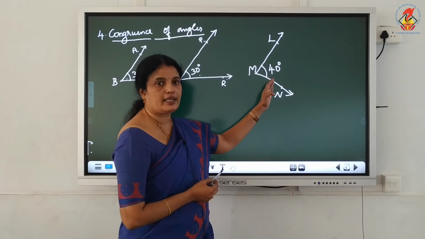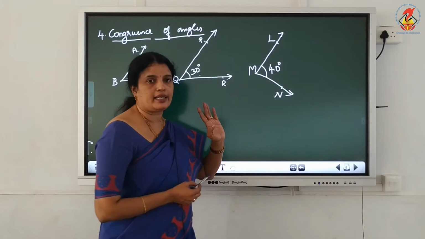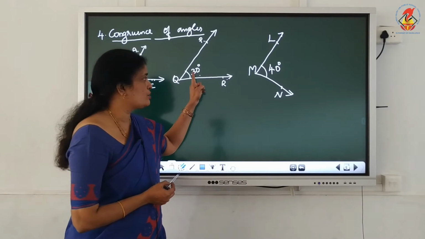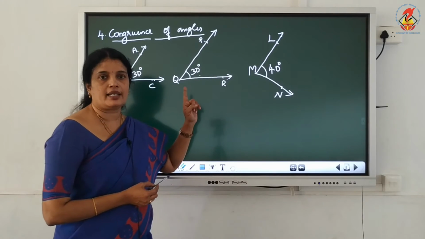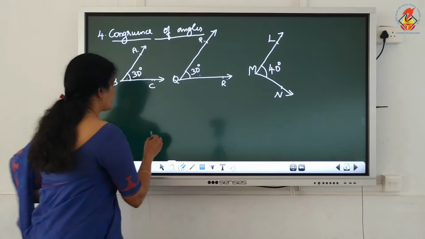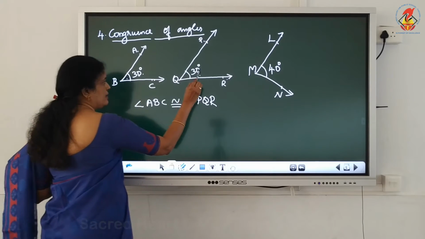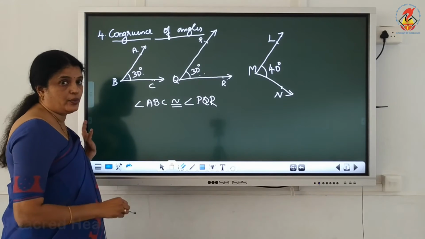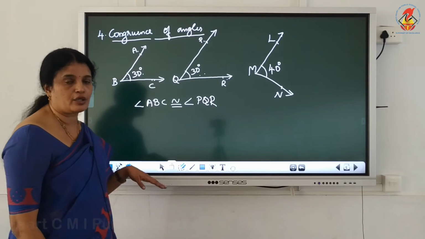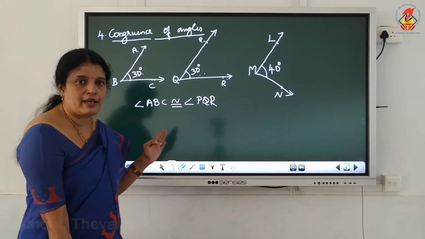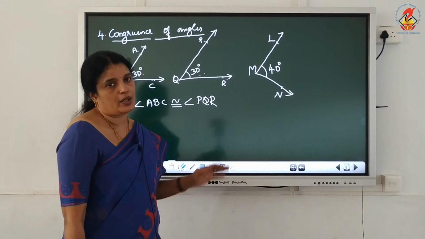Here one angle is 40 degrees, and angle LMN is 40 degrees. Are angle LMN and angle PQR congruent? No, because these two have different measurements, 30 degrees and 40 degrees. Then how can you write the symbolic form? Angle ABC congruent to angle PQR. The reason is that the measurements of these two angles are equal. If two angles are congruent, they have the same measurement.